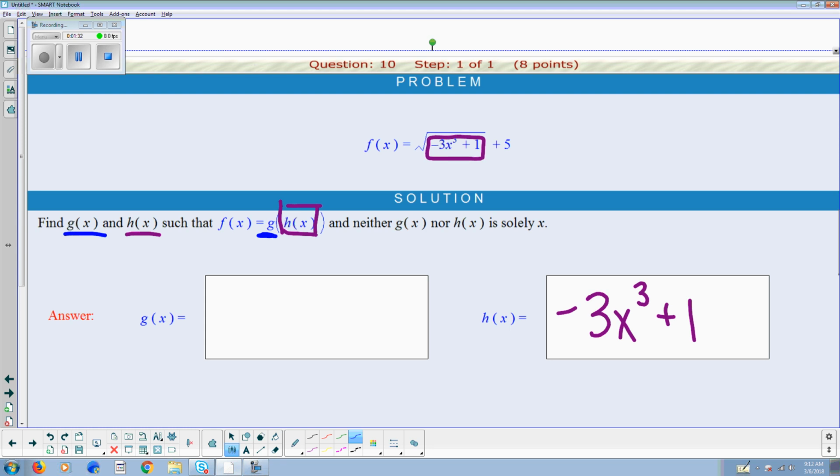So what can I say would be the outer function if the part that's in purple is the inner function? Well, the outer function would be the square root of that plus this 5. So I could say that my g of x function is the square root of x plus 5. Other questions on the decomposition of functions? Okay, let's move on.